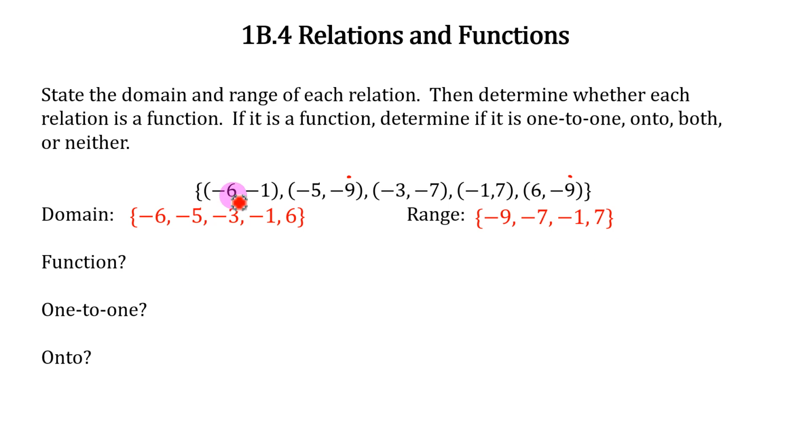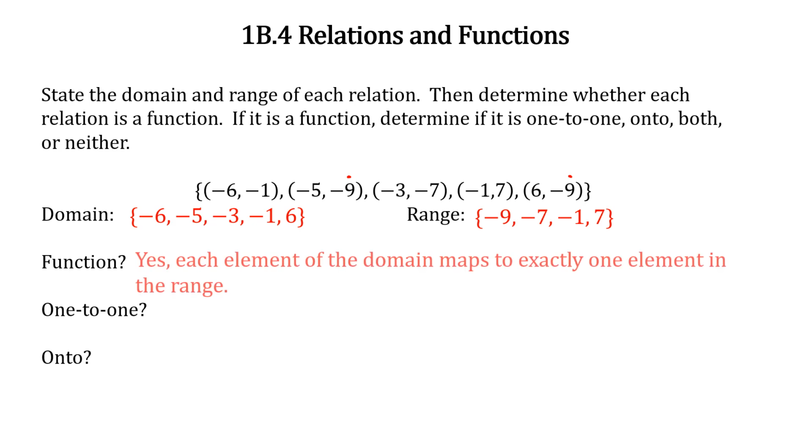No x repeats. -6 only goes to -1. -6 doesn't go anywhere else. -5 only goes to -9. -3 only goes to -7. -1 only goes to 7. 6 goes to -9. I know you've probably done it in the past where you say, well, the x's don't repeat. Fair. So yes, each element in the domain maps to exactly one element in the range.